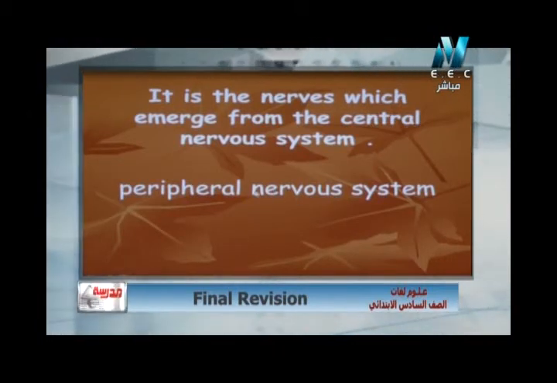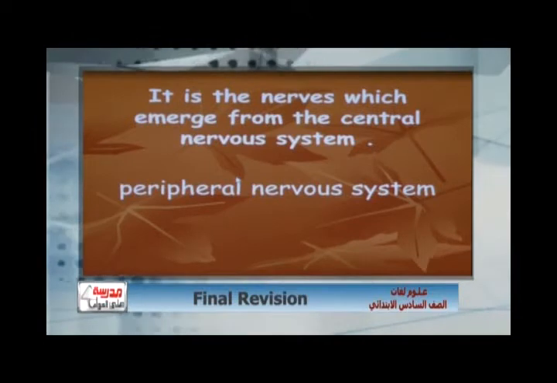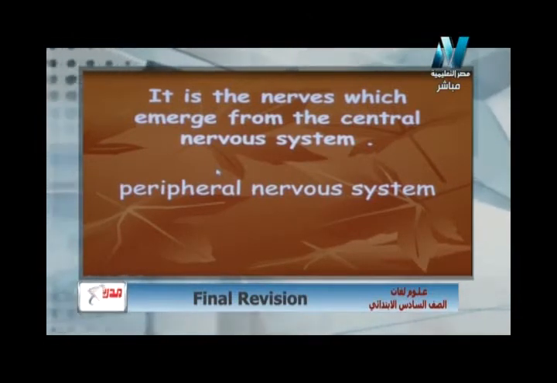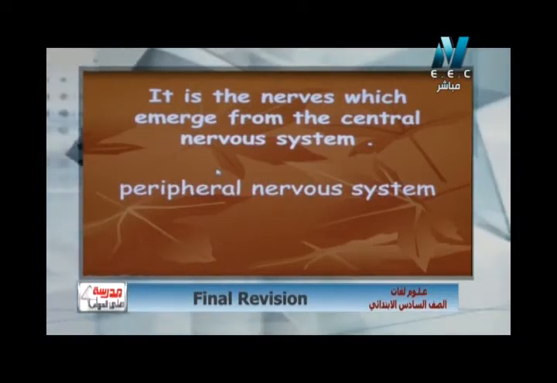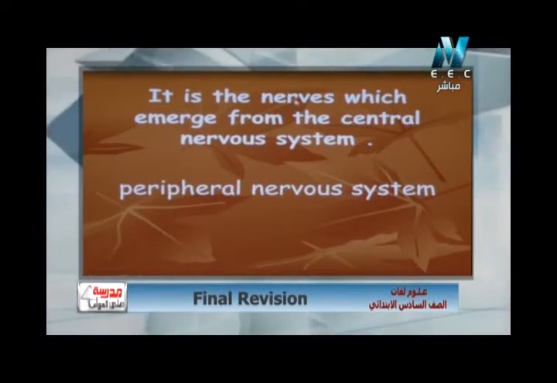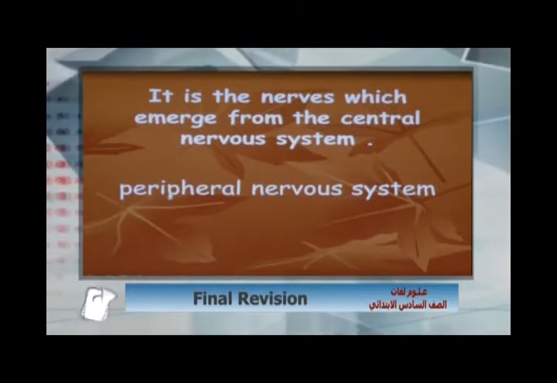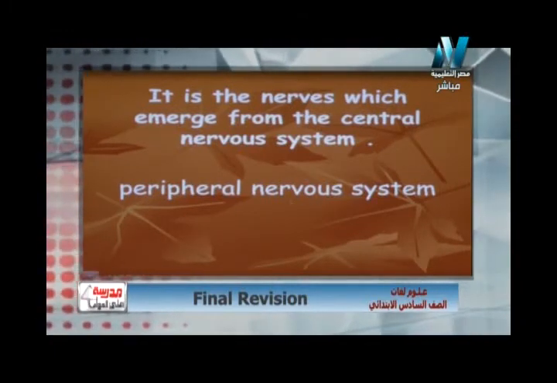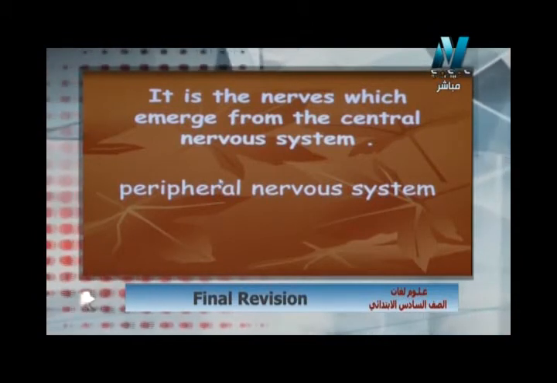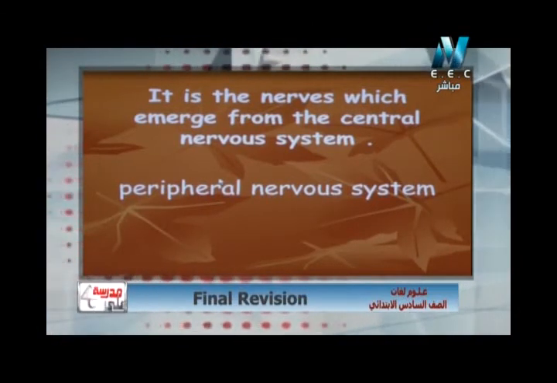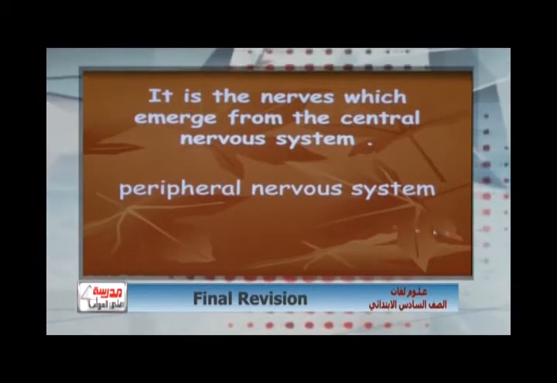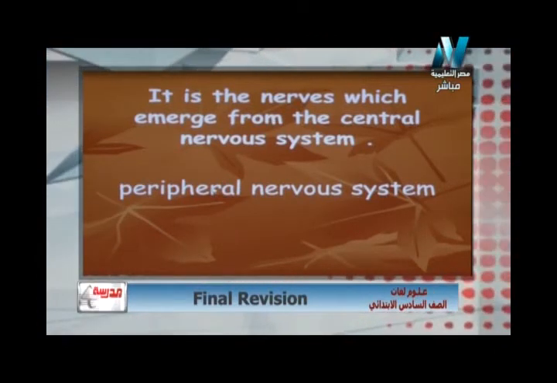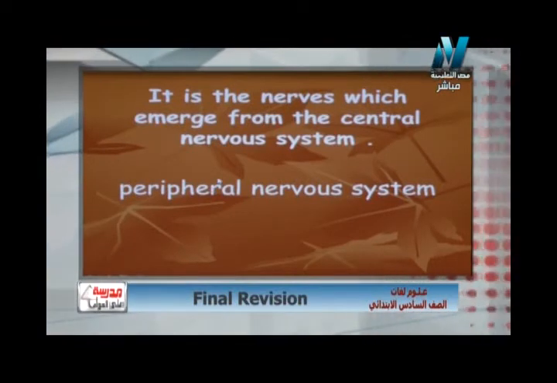So let me remind you, the nervous system consists of two main parts which are central nervous system and also the peripheral nervous system. Central بيتكون من brain and spinal cord، لكن peripheral consists of two types of nerves which are cranial nerves and also the spinal nerves. So here they are the nerves which emerge from the central nervous system. They will be peripheral nervous system أو الجهاز العصبي الطرفي.